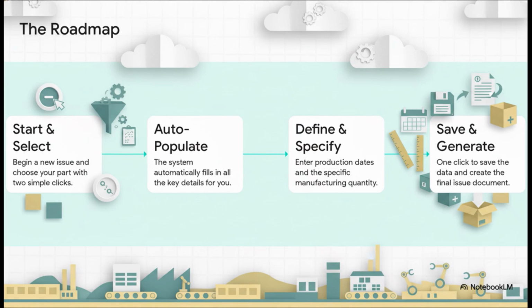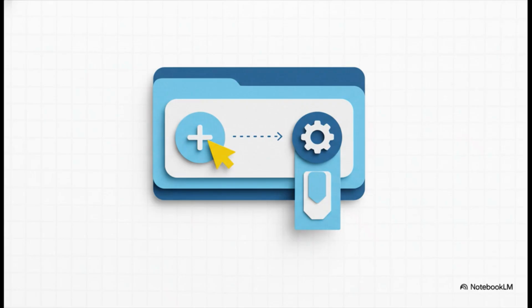First, you start and select. Then it's auto-populate. After that, you define and specify. And finally, you save and generate. Simple, right? Okay, let's see how it actually works. Okay, step 1 is, honestly, just beautifully simple. You hit the Add button to kick off a new issue, and then you click to pick your part from a pop-up list. Literally 2 clicks. That's it. We're done with step 1.